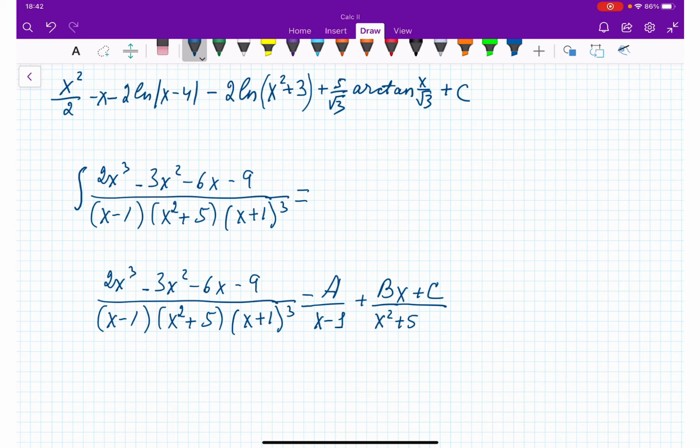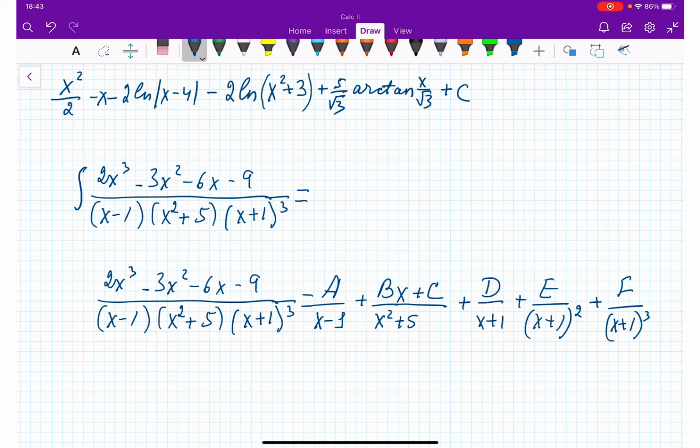X plus 1 cubed, it's going to work out the following way. We are going to put plus d over x plus 1, e over x plus 1 squared, because we have cubed. Cubed includes degree 1, degree 2, and degree 3, right? Either way it can happen and we don't know which one it is. Therefore, we are including all of them. Plus f over x plus 1 cubed.